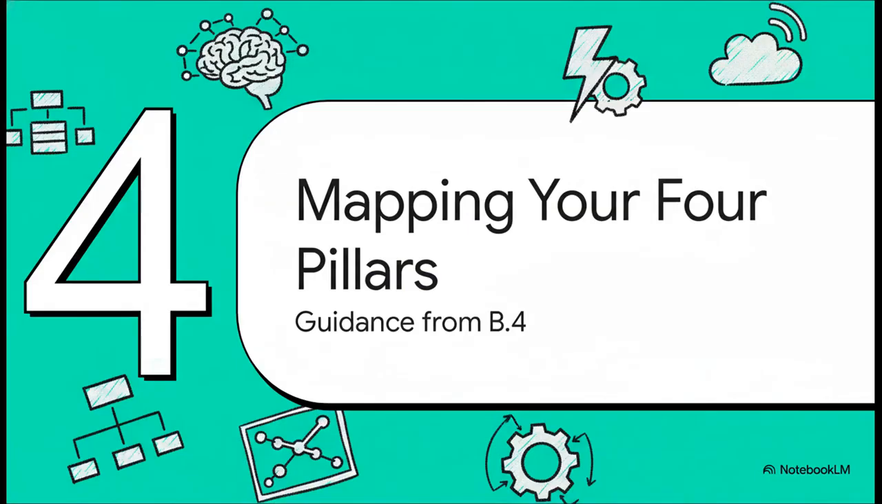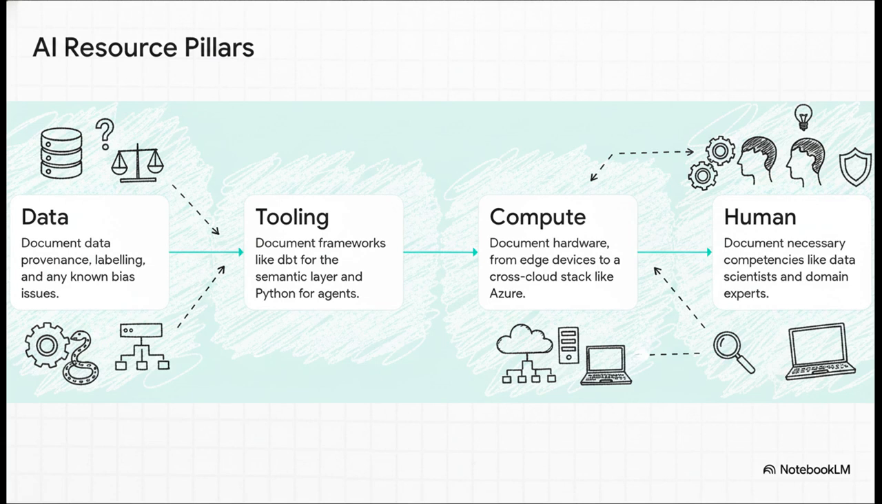Okay, so we have our policy and we have our people with clear roles. Now, what are they working with? This brings us to B4, which is all about mapping out the essential resources, the pillars that power any AI system. Annex B breaks this down into 4 critical pillars that you have to document. First, your data. Where did it come from?